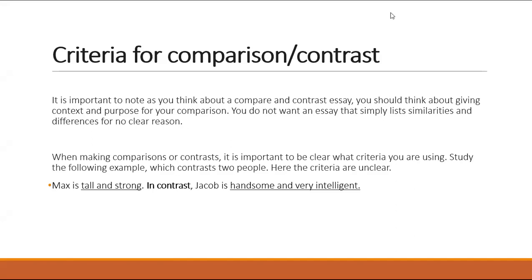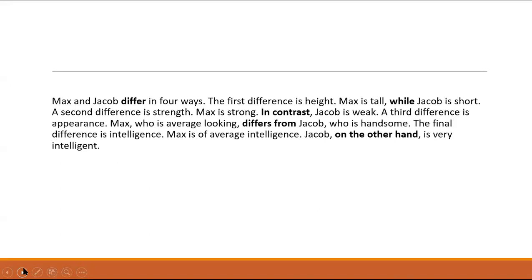So, yes, I totally agree with what you have analyzed, and let's move forward and we will find out what needs to be fixed. Although the sentence has a contrast transition, the criteria for contrasting are not the same. The criteria used for Max are height and strength, right? That Max is tall and strong. So we would expect similar criteria to be used for Jacob, right? Like maybe they would talk about Jacob as being short and weak, right? But we have new criteria, namely his appearance, that is handsome and intelligent, right? So we have different qualities or adjectives being compared with each other, right?